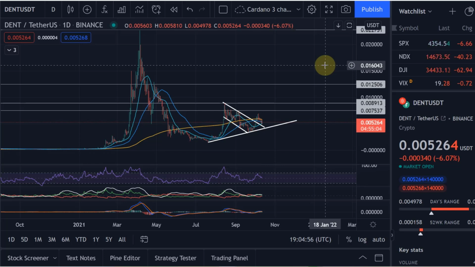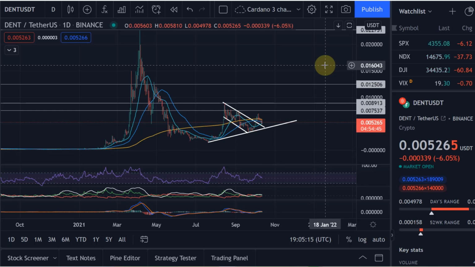I don't have any DENT tokens, I believe. And we need to talk about DENT from a long-term perspective. So it looks very cheap, you know. It's not even a cent per token. This is the DENT Tether chart on Binance.